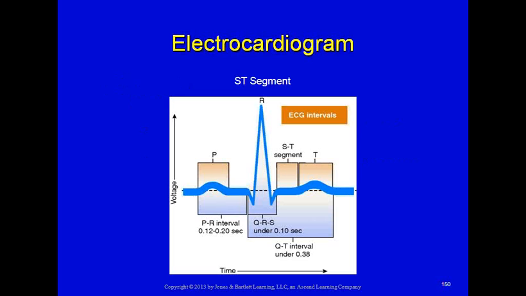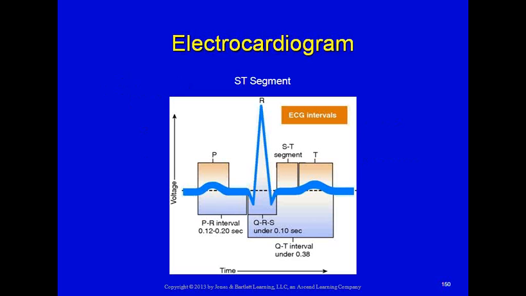Now, some things that we didn't mention were intervals. The PR interval you can see from the beginning of the P to the beginning of the QRS. That should be no wider than 0.2 of 1 second. So somewhere between 3 and 5 small squares would be the PR interval. The QRS width should be no more than 3 small squares. And then the QT interval in normal rates should be under 0.38 seconds.